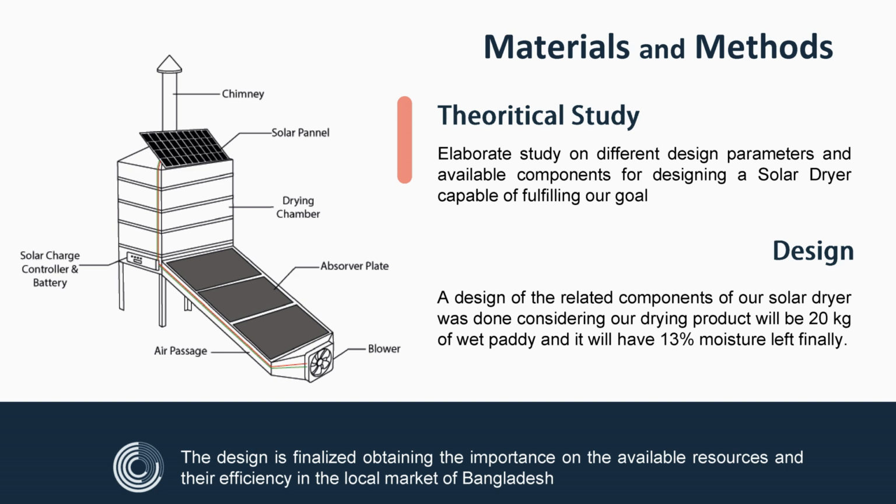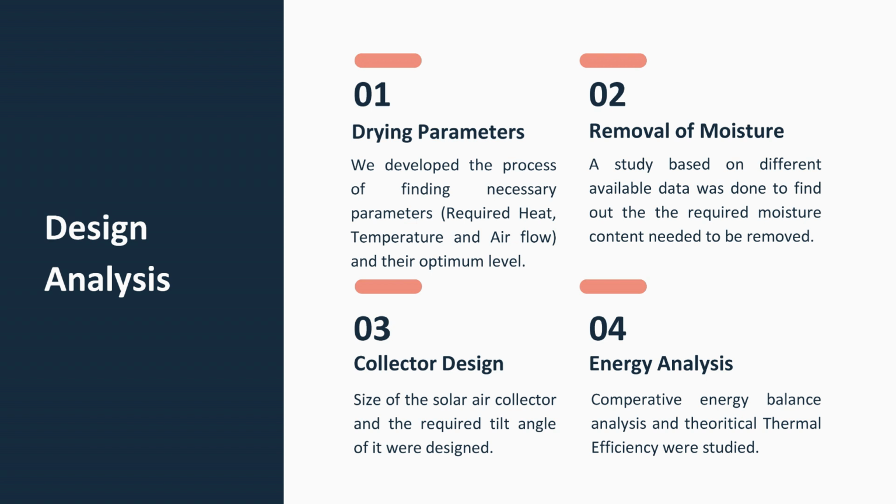In this design, the blower will generate a forced convection flow throughout the air passage. The air inside the air passage will take heat from the absorber plate and enter the drying chamber. Inside the drying chamber, there will be trays where the wet paddy will be placed, and the heated air will take moisture from the wet paddy and exit through the chimney. The blower will run using the electricity generated from a solar panel, and it will be controlled by a solar charge controller, and a battery will be used as storage. To design the solar dryer, we followed several steps.